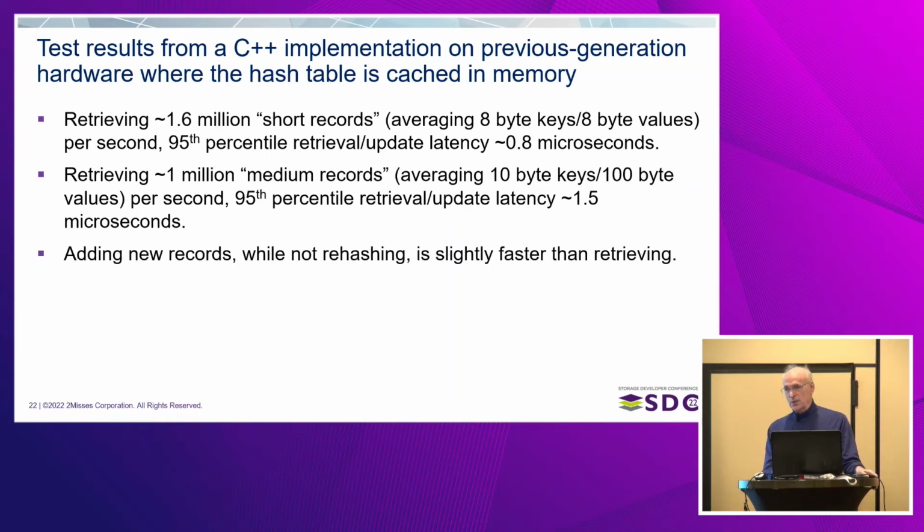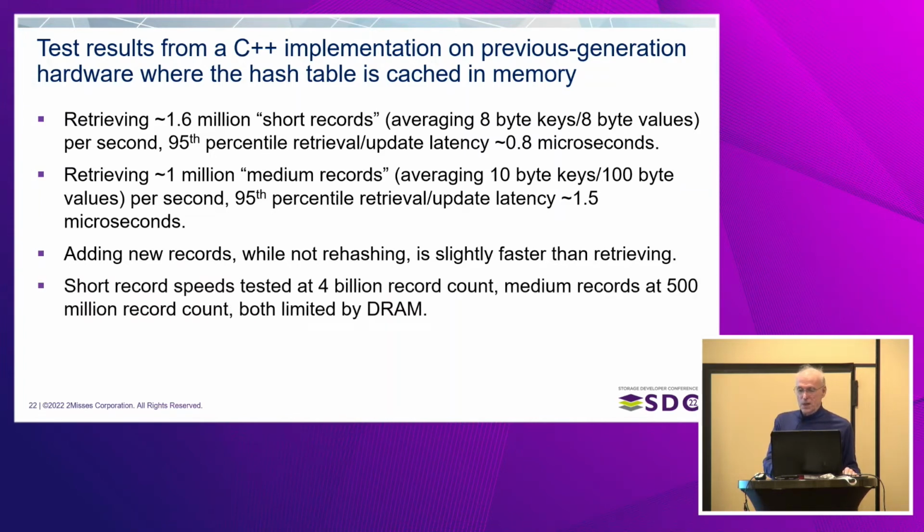Adding new records isn't much faster than retrieving in this circumstance because the read-write performance for DRAM is almost the same, whereas with Optane, it's a lot slower, obviously. So if you're just adding stuff at the end, does that make any sense? No, never mind. Never mind I said that. I don't know why there's not much difference.